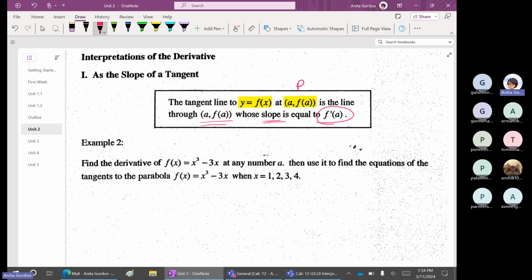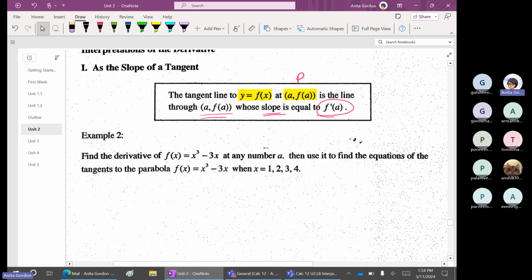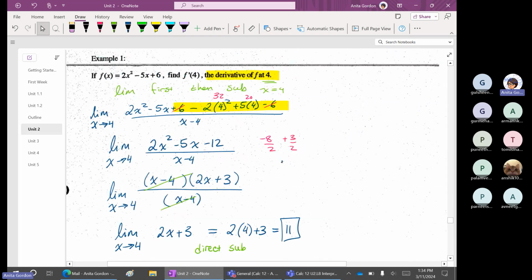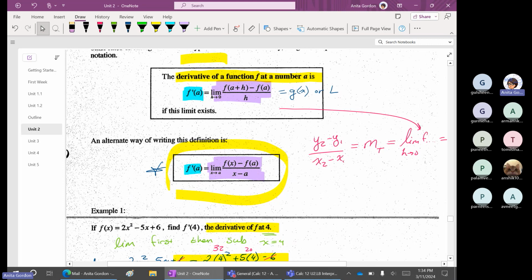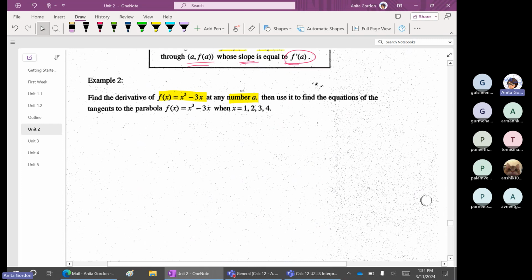Okay, so now in example 2, we are given a new function, f of x equals x cubed minus 3x. I now want to find the general equation at any point. So rather than using the version that we did in example 1, I'm going to use the other version because I want to be able to do it in general terms. This requires a specific point. This I could do in general form. It's just slightly easier.